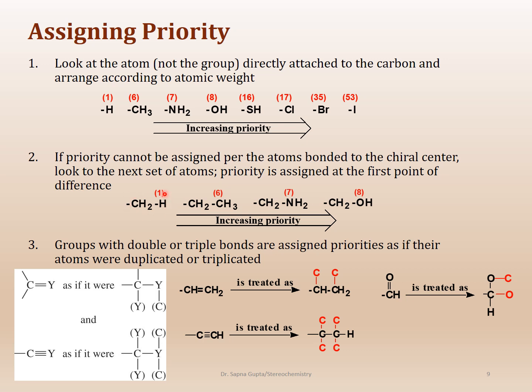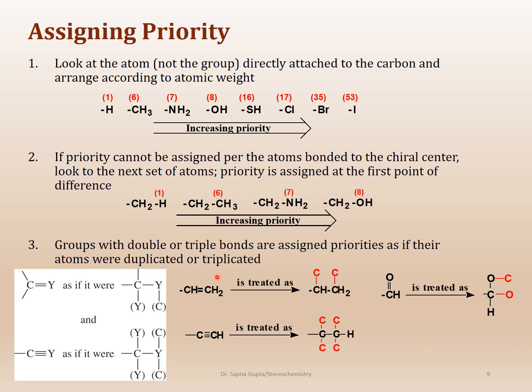So the second one, in case of a methyl group, for example, is hydrogen. It has 3 hydrogens attached to it. In case of an ethyl group, it will have 2 hydrogens and a carbon. In case of a methylamine type group, you have 2 hydrogens and a nitrogen. And in case of an alcohol, you have 2 hydrogens and an oxygen. So this is the order of priority. Again, since you're looking at the 3 atoms, the CH2, CH2, CH2, these are all the same. So then the priority is decided by the third atom that is attached.